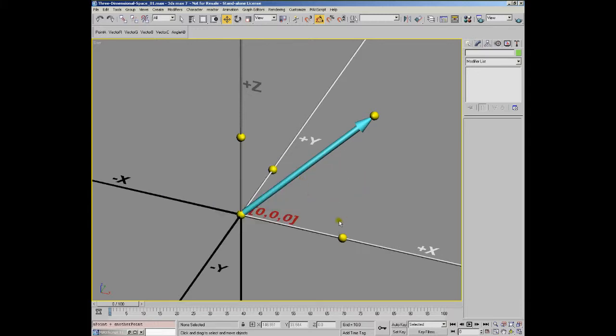The graphical representation of the three components is again just like with two-dimensional space, the projections of the point onto the three axes x, y, and z. Let's connect the origin and the x projection, the origin and the y projection, and the origin and the z projection.